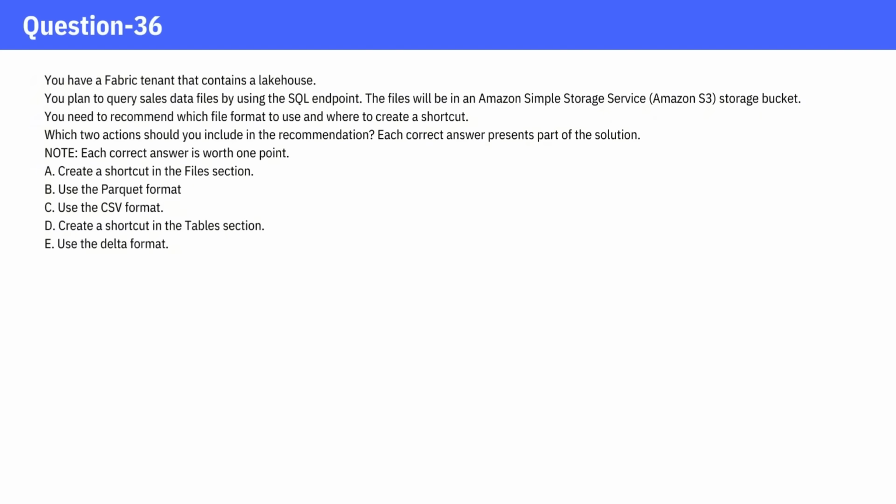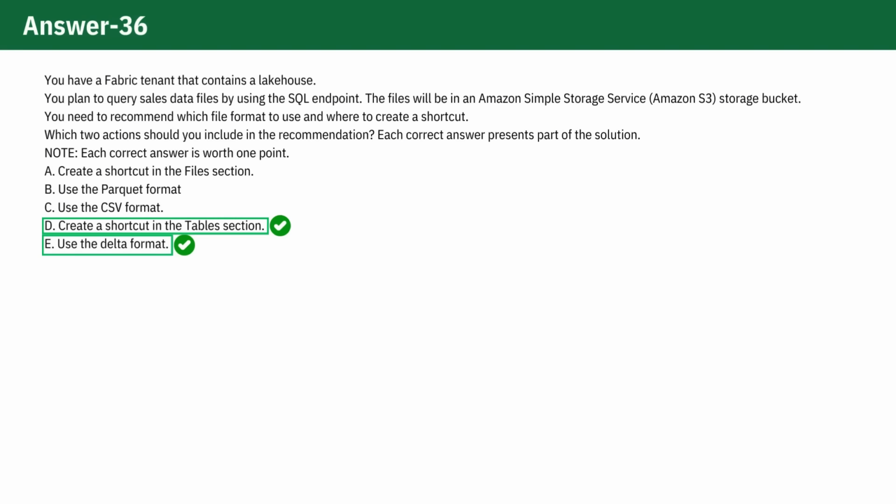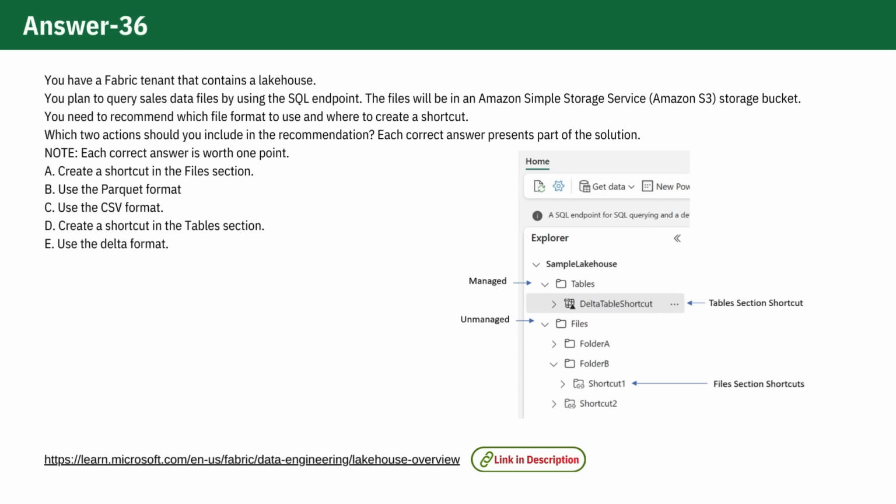A. Create a shortcut in the Files section. B. Use the Parquet format. C. Use the CSV format. D. Create a shortcut in the Tables section. E. Use the Delta format. The correct answer options are D and E, and here's why.